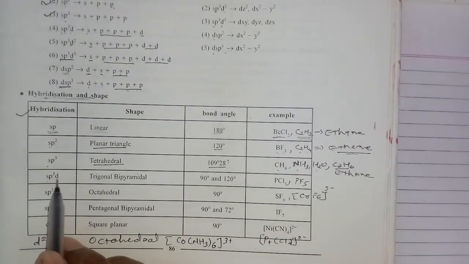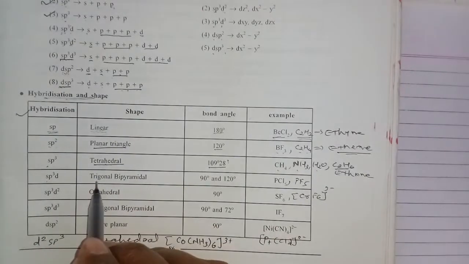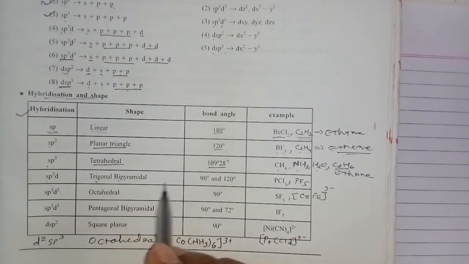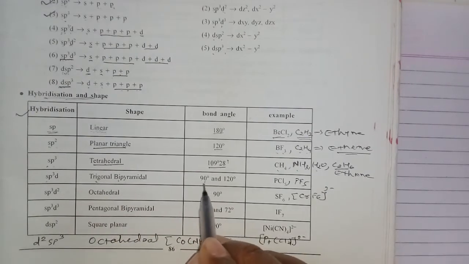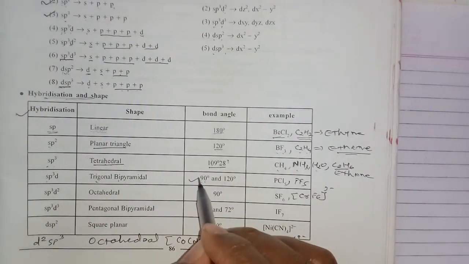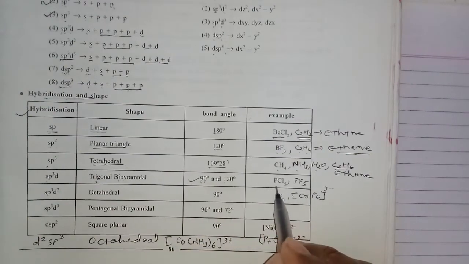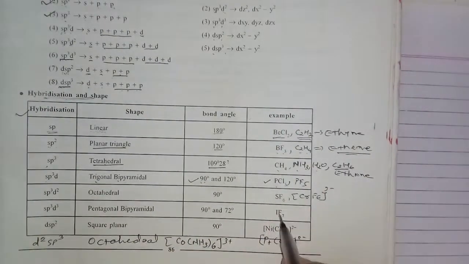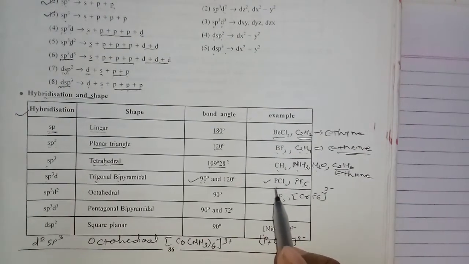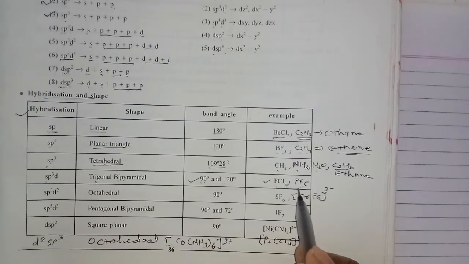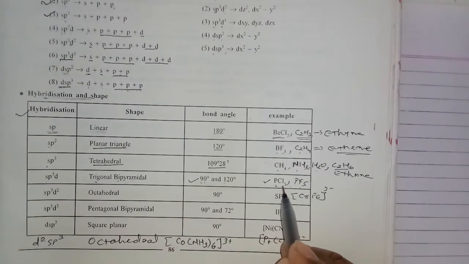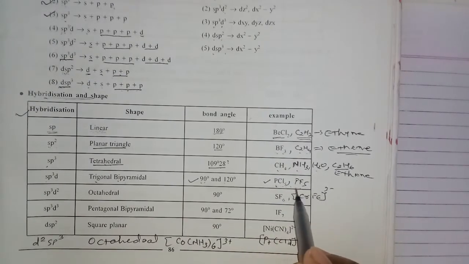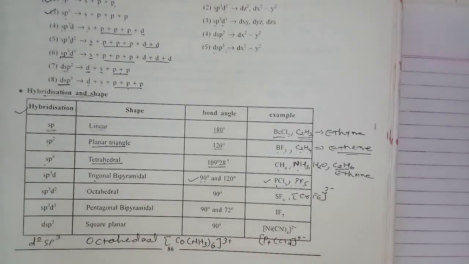sp3d: the shape is trigonal bipyramidal, with angles of 90 degrees and 120 degrees. The examples are very important for competitive examinations also: PCl5 and PF5. PCl5 is phosphorus pentachloride, and PF5 is phosphorus pentafluoride.